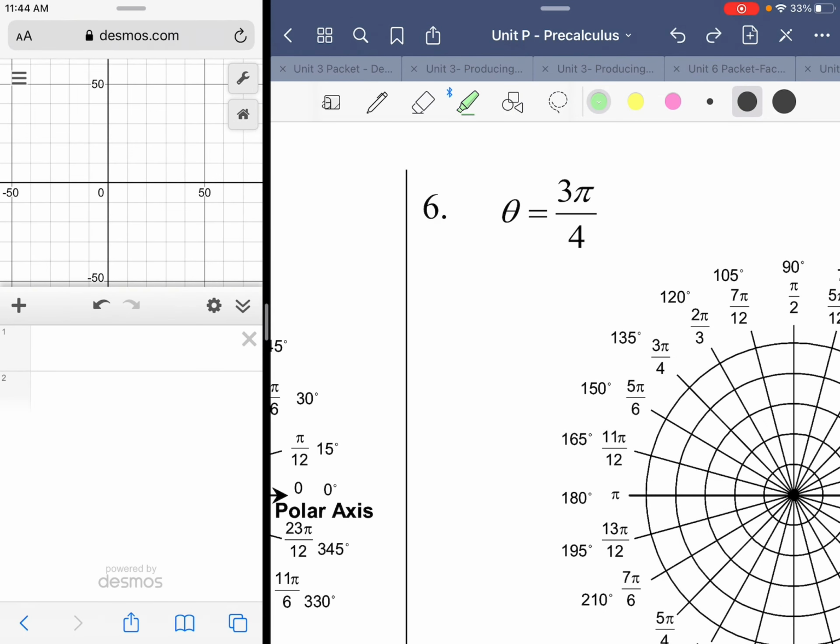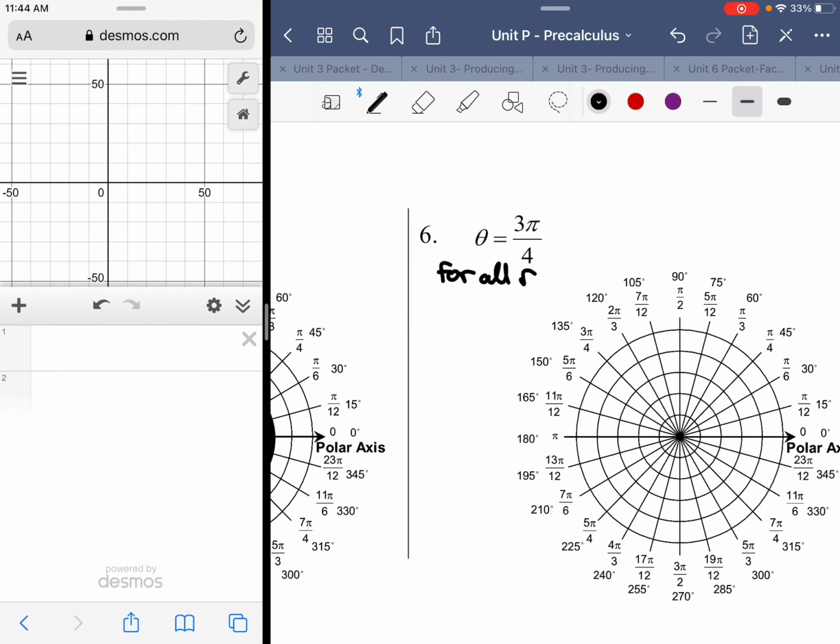Now for number 6, it's saying theta is equal to 3 pi over 4, for all r. So no matter what r is, I'll just say n, 3 pi over 4, where n belongs to the set of real numbers.